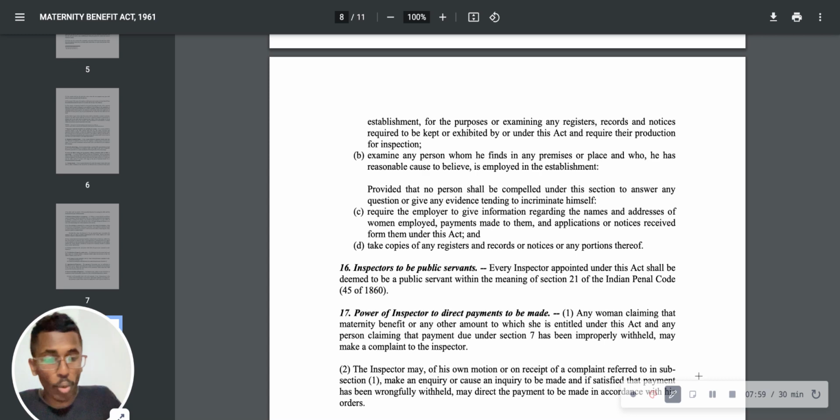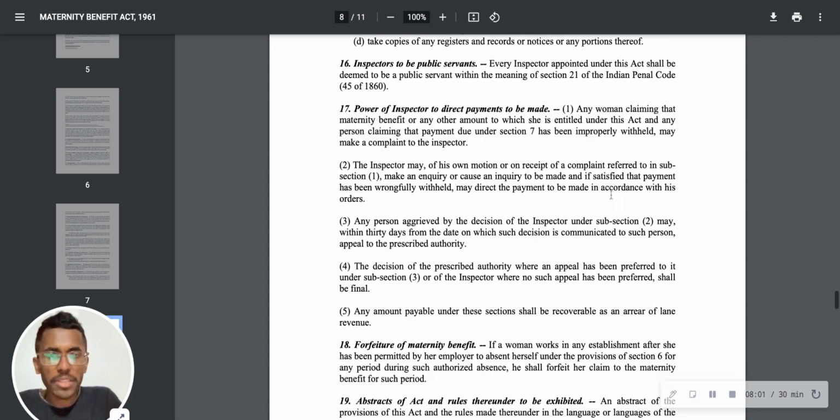Now here comes the last important concept, section 17. The powers of the inspector to direct payments to be made. So what is this? Any woman claiming that maternity benefit or any other amount to which she is entitled under this Act, and any person claiming that the payment due under section 7 has been improperly withheld, may make a complaint to the inspector. For example, if any woman is not getting the leave, or if her amount is deducted, she can come and tell me, the inspector.